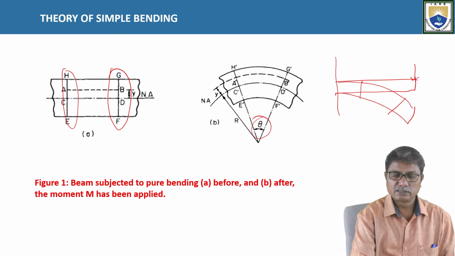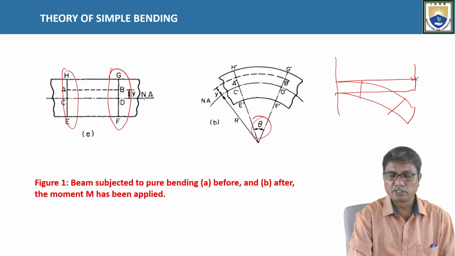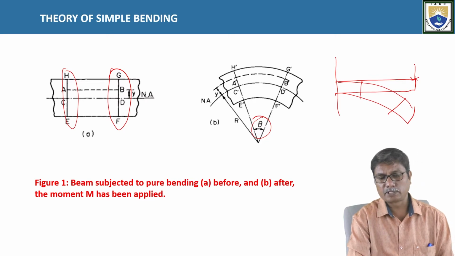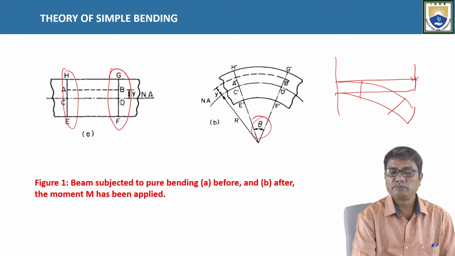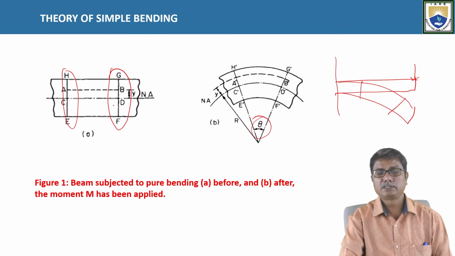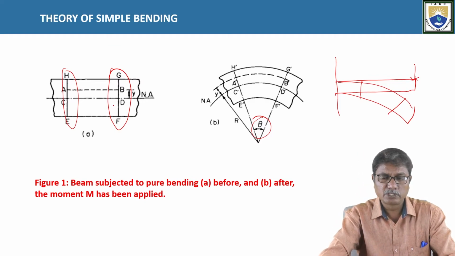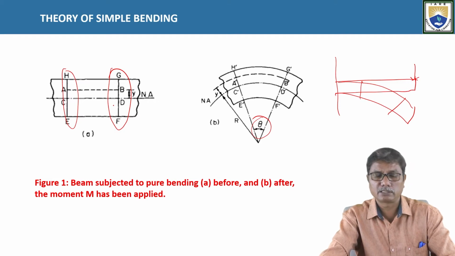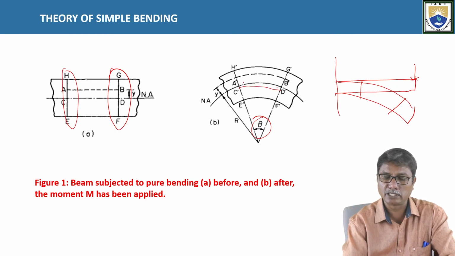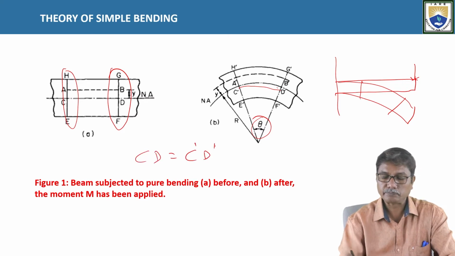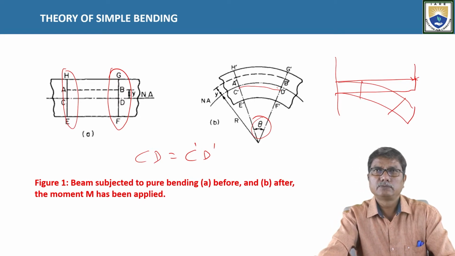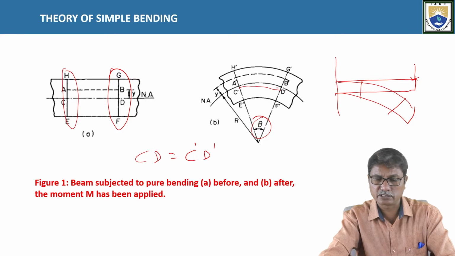Here CD lies on neutral axis. That means the length of CD remains same even after the bending has taken place. CD being on the neutral layer will not be subjected to any stresses, so its length remains same before and after bending. Before bending its length is delta x, and the same length it will have after bending. That means the length C dash D dash is equal to CD, for the neutral layer between the cross sections considered.